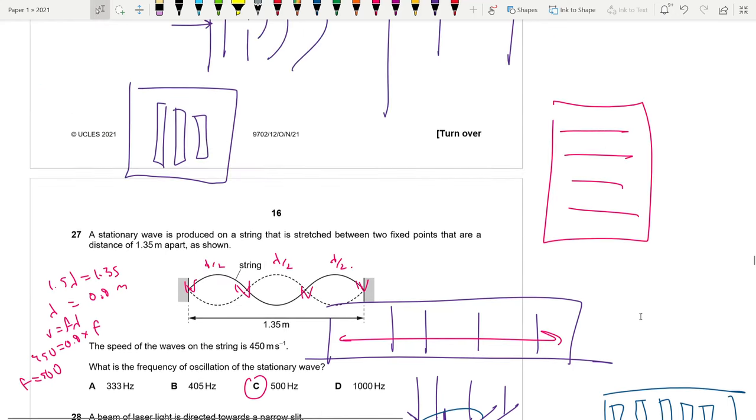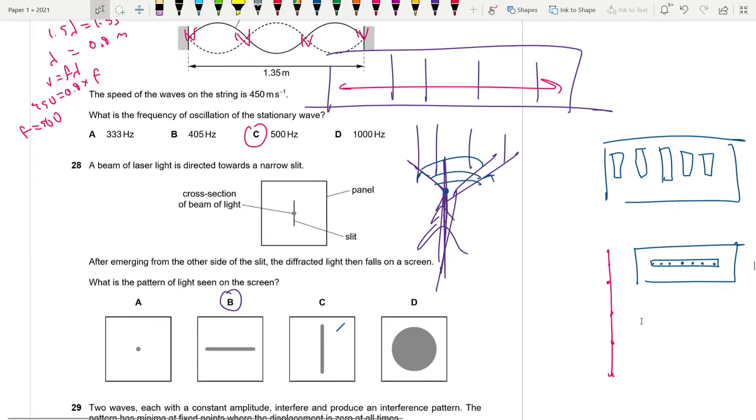Do you understand? It's really important, okay? So hopefully you get it, and it's going to be B. So light will spread out like that, okay? If this were an alternate question, if the slit was like this instead, then C would have been the answer, okay? Hopefully you guys get it.